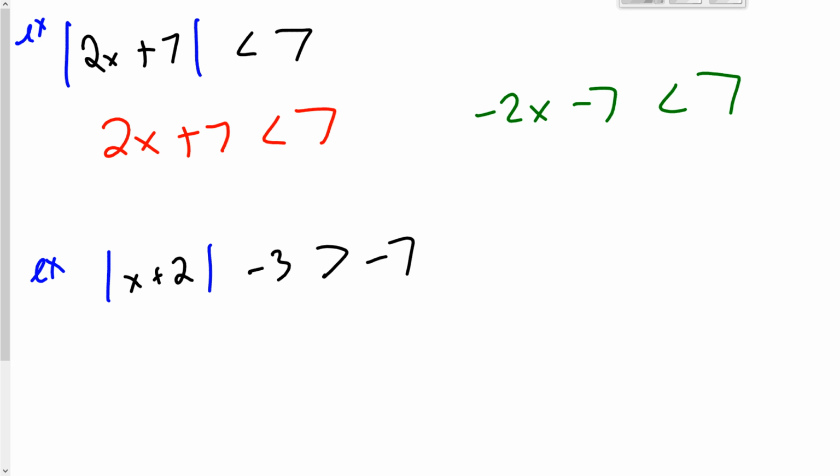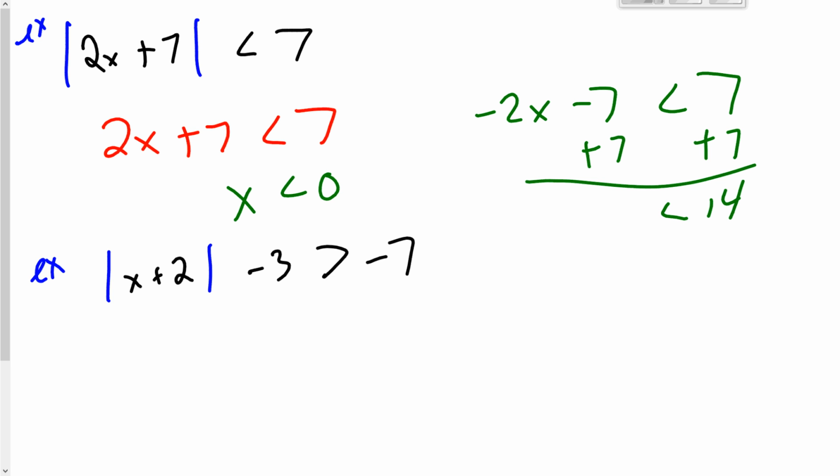Okay, and then go ahead and solve this, right? Subtract 7 here. So we're going to get x is less than 0. Here we're going to add 7. We get 14. Remember when we divide here by this negative, that's going to flip that symbol. Okay, so x is greater than negative 7.